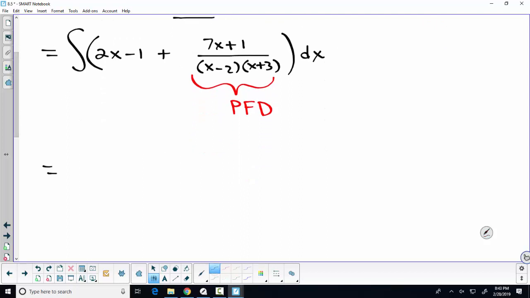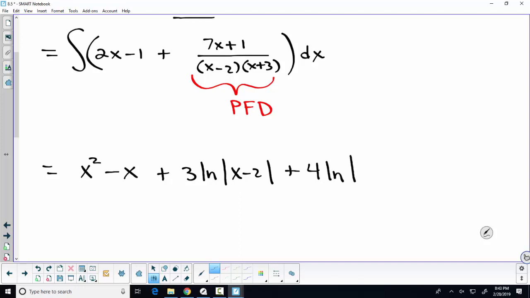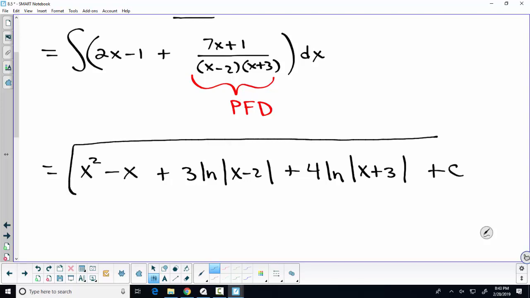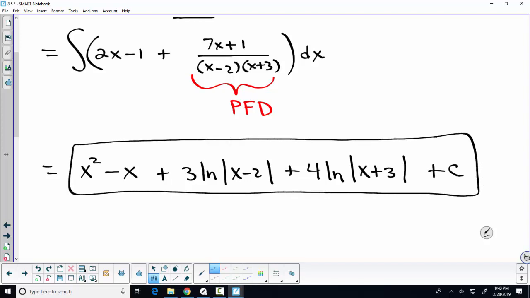But then our answer is x squared minus x plus 3 ln absolute x minus 2 plus 4 ln absolute x plus 3 plus C. So if you want to try that one and you get stuck, let me know. We'll finish that on Tuesday. Otherwise, we're going to start 8.9 on Tuesday.